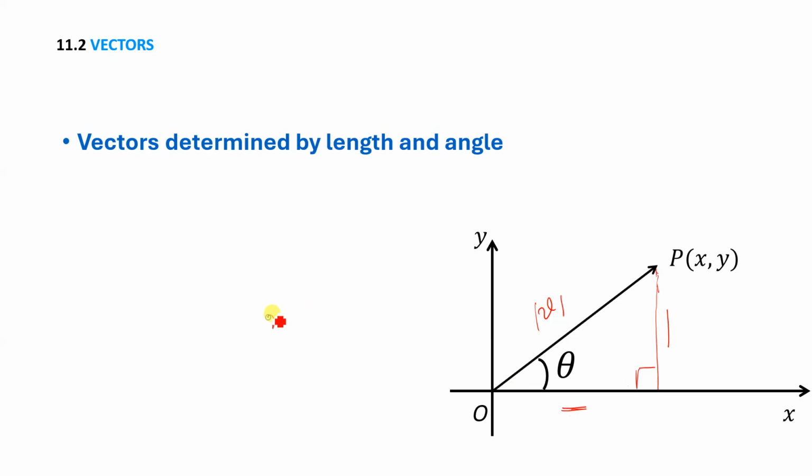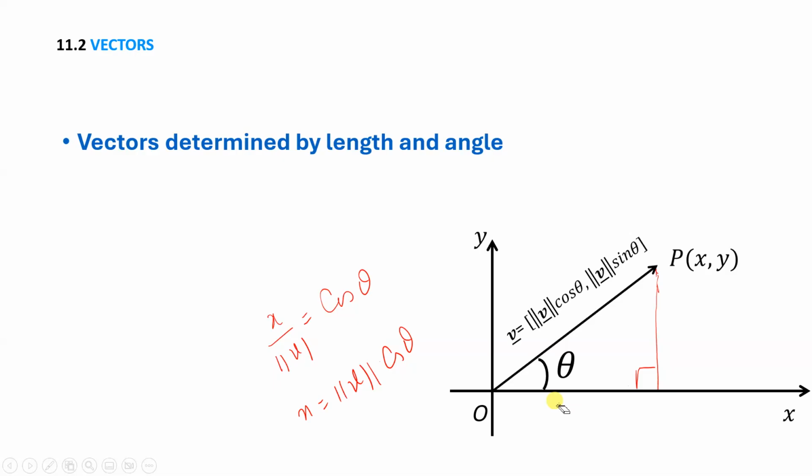So let me write X over V magnitude is equal to, and this is a right angle triangle, this is cosine theta. So X is equal to V magnitude times cosine theta. Similarly, you can find the Y component, which is equal to V magnitude times sine theta. So this vector can be written as V magnitude cos theta, V magnitude sine theta. So if the angle that the vector makes with the positive x-axis is given, you can find its components in terms of that angle.